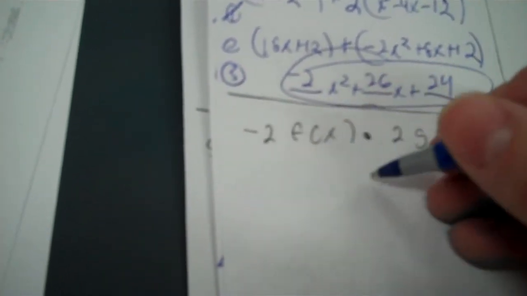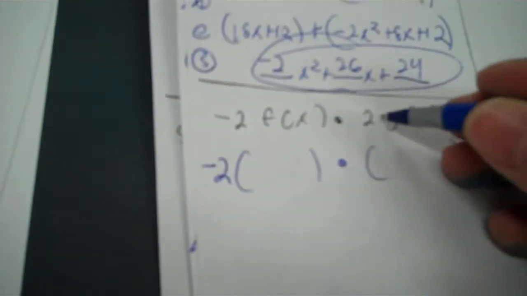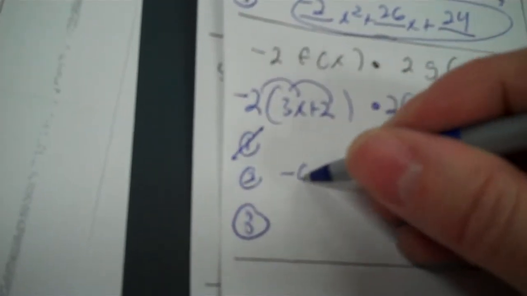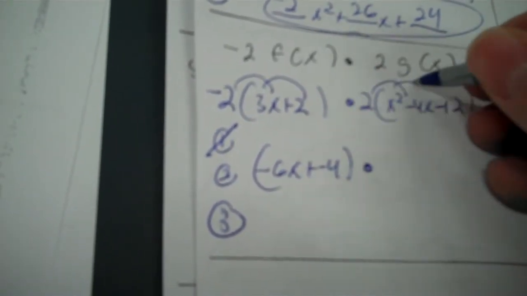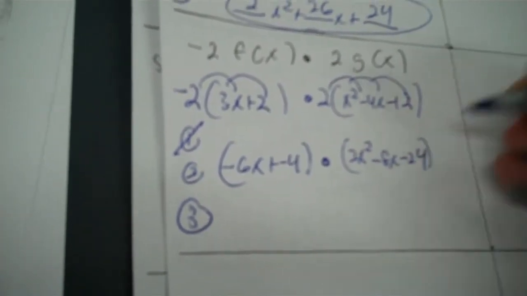Okay, and then we have our multiplication. So first I line up my functions. It's a times. So the f function has a coefficient of negative 2. The g function has a 2. So the f is going to be, again, 3x plus 2, and the g is x squared minus 4x minus 12. So you don't worry about step 1 on any of these. You just distribute first. Negative 6x plus negative 4 times 2x squared minus 8x minus 24.